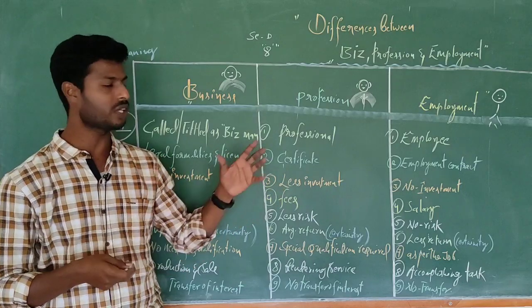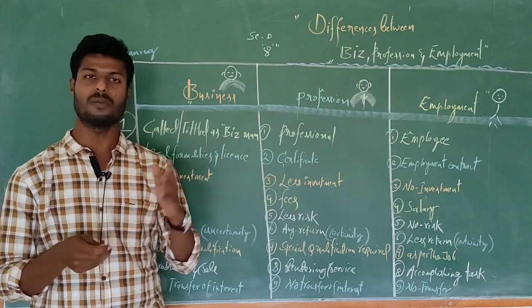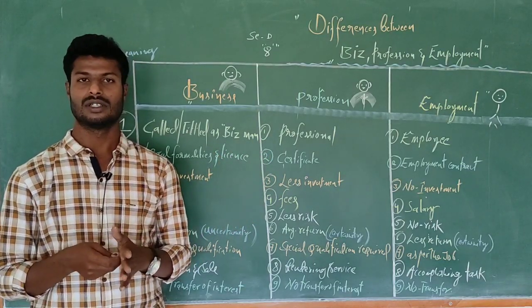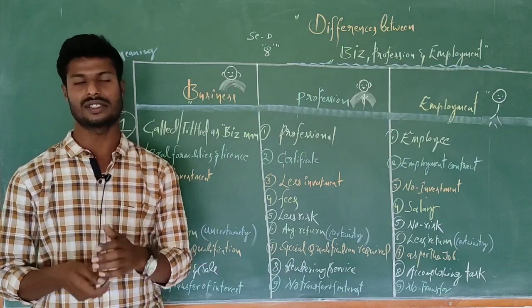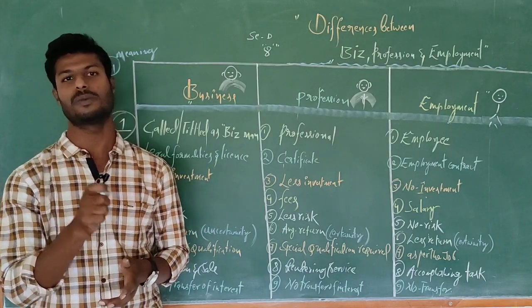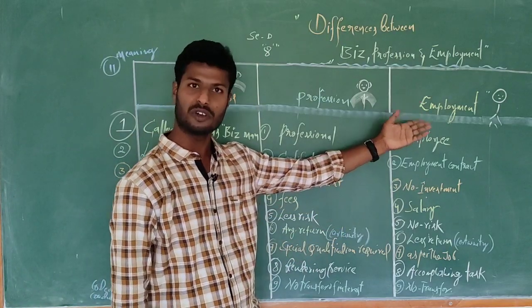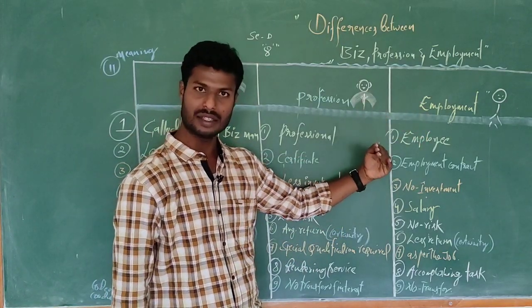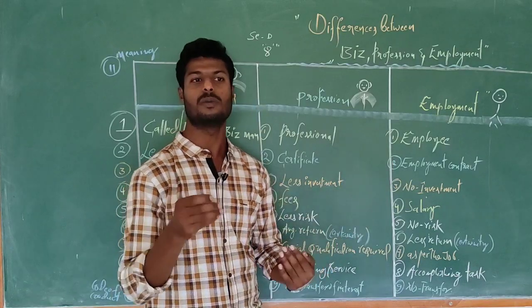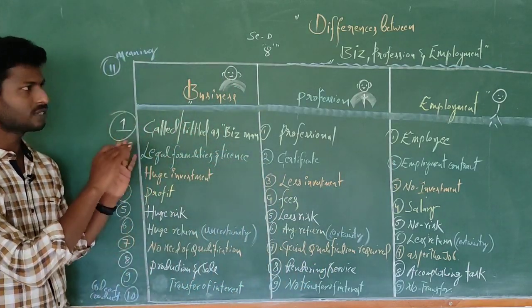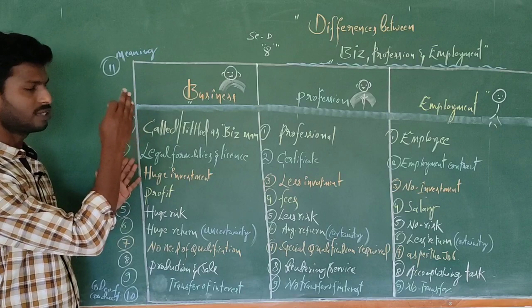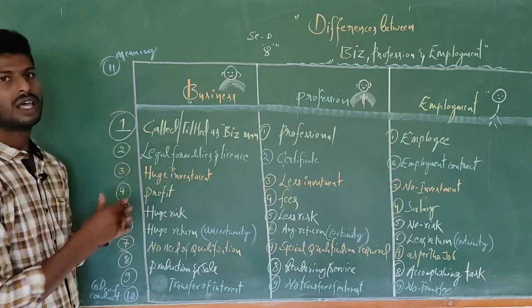Or another meaning: employment is a written agreement between employer and employee in which employees work for others and get remunerated in the form of salary or wages. So here the employees work for money and they get the money from their employer in the form of salary or wages. So this is the meaning of business, profession and employment.